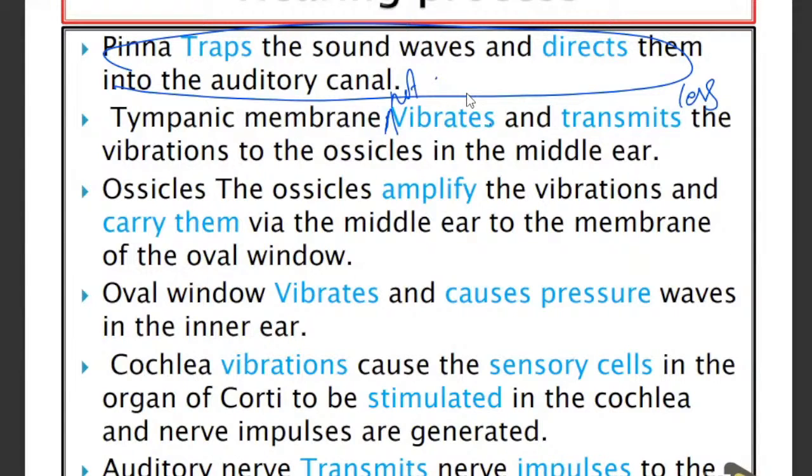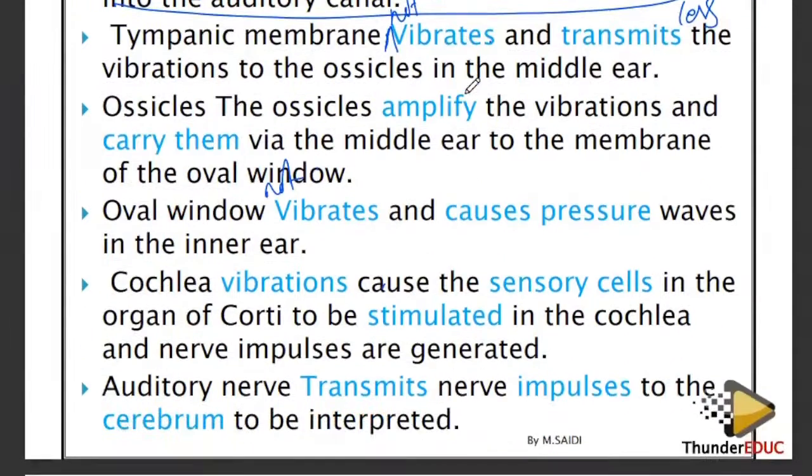Yes, the oval window will not vibrate. If you use not, use not. If you use less, use less. Or the oval window will vibrate less. Depends on what you have used. Yes, it will not cause the pressure wave in the inner ear. The cochlea will not vibrate. And then an impulse will not be sent to the cerebrum for interpretation. Therefore, the person will be deaf.